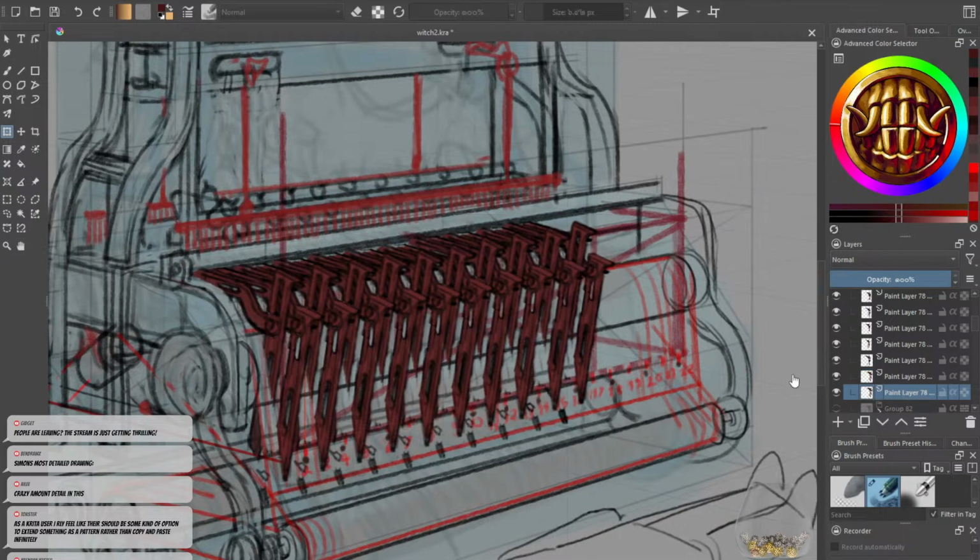People are leaving. The stream's just getting thrilling. What do you mean it's getting thrilling? Completely boring. Completely understand why they're leaving. I'm not talking or entertaining at the moment. Just staring at a loom.